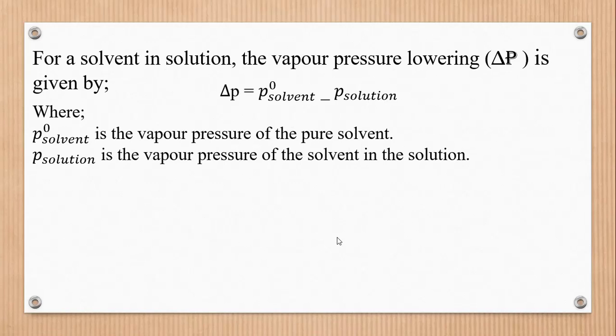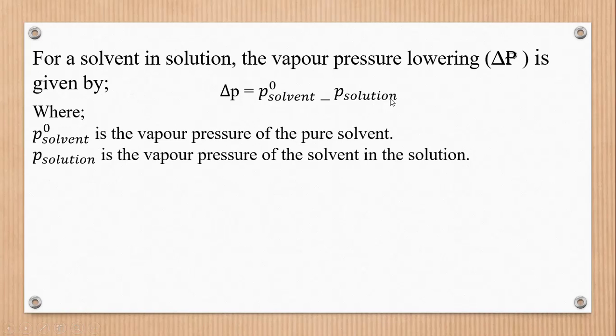Then for a solvent in solution, when we talk of vapor pressure lowering, that is a change in vapor pressure, a reduction in vapor pressure, which is the same as delta P. This is given by the formula: delta P, the vapor pressure lowering, is equal to the vapor pressure of the pure solvent minus the vapor pressure of the solution. So we always subtract the vapor pressure of the solution from that of the solvent.